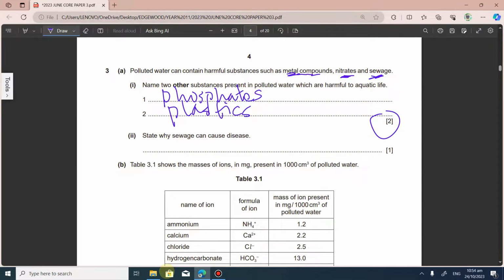So it says state why sewage can cause disease. Sewage can cause disease because it introduces what we call harmful microbes into the water. It has harmful microbes introduced, which can result in typhoid, cholera, and any other sickness. That relates to bacteria. So sewage majorly introduces harmful microbes, that is why it causes disease. All right, so that's for the 1 mark there.